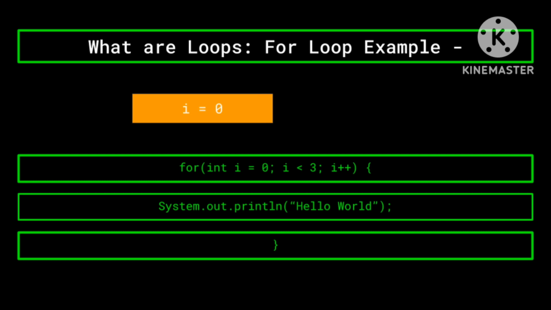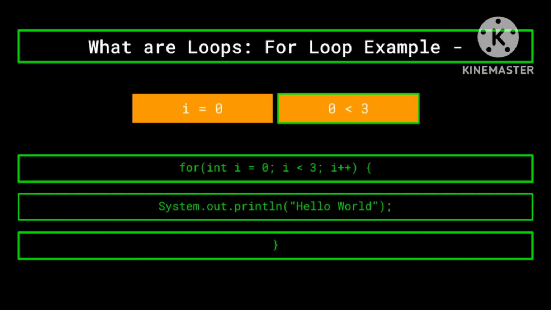Now let's run through the for loop. We start with I equals 0. 0 is less than 3, so we enter the loop and print out hello world. Now that the instructions are done, we add 1 to I, making it 1. Moving on, 1 is again less than 3, so we once again enter the loop and print out hello world. Again we add 1 to I, making it 2 now. 2 is still less than 3, so we enter the loop again and print out hello world.